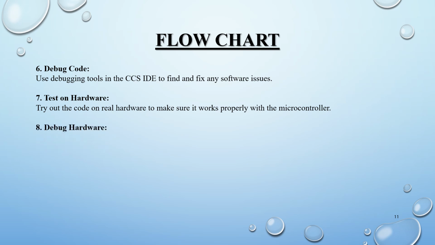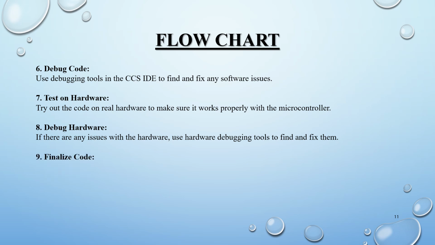Our 8th point is debug hardware. If there are any issues with the hardware, use hardware debugging tools to find and fix them. Our 9th point is finalize code. Once everything works well, the code is ready to be used in the target system.